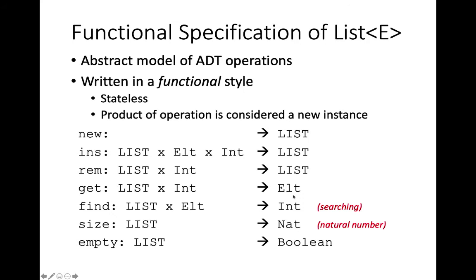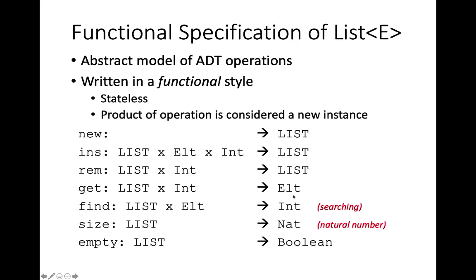But the way we analyze the idea of the data type is through this functional specification. So the first function that I'm going to specify as part of my ADT is the new function, right? The new function says, if I invoke the new function, the result of that will be a list. That's what this notation means. INS stands for insert, and it basically says if you take a list and an element and an integer, then the result will be a new list.